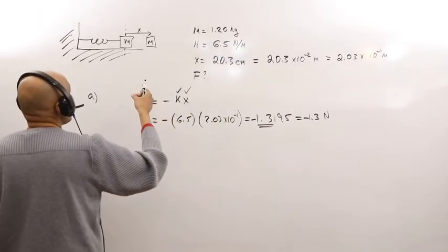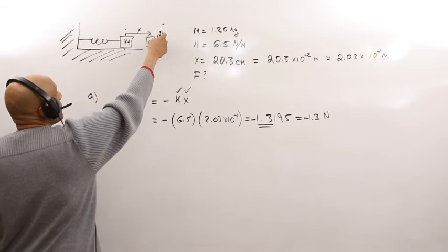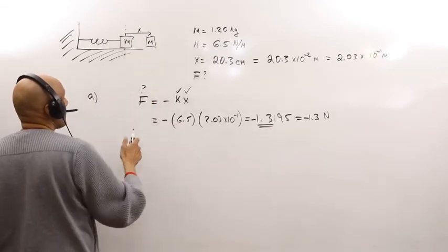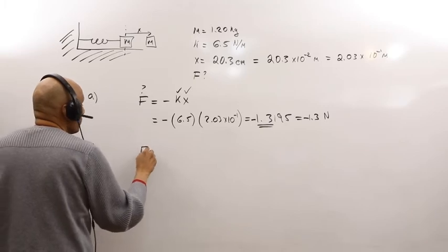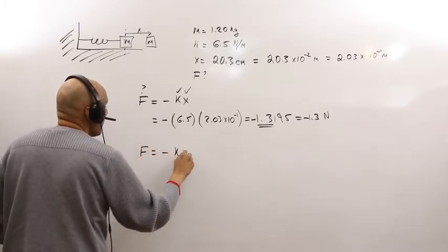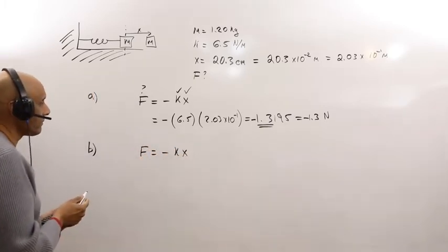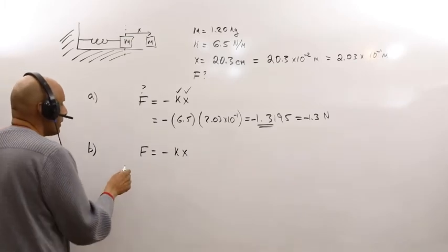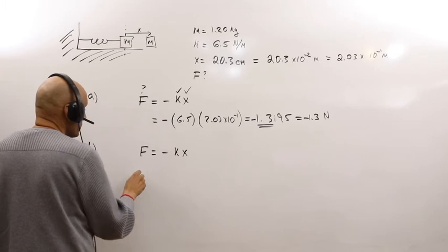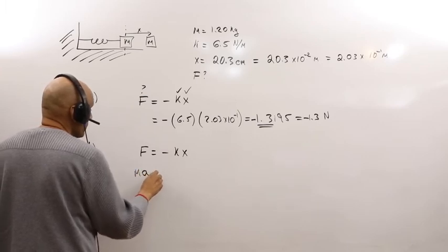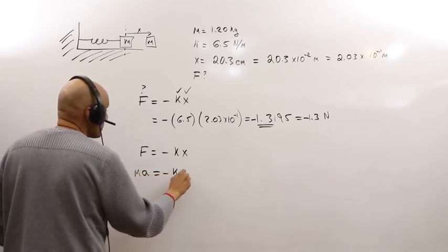So the next part asks, what is the acceleration if I let go? That's what I'm assuming the problem states. So if I let go of the mass, it's going to start accelerating. So part B. So we know that force is equal to minus kx. This is Hooke's law again. But we also know force is equal to mass times acceleration. So I can write this as mass times acceleration equals minus kx.